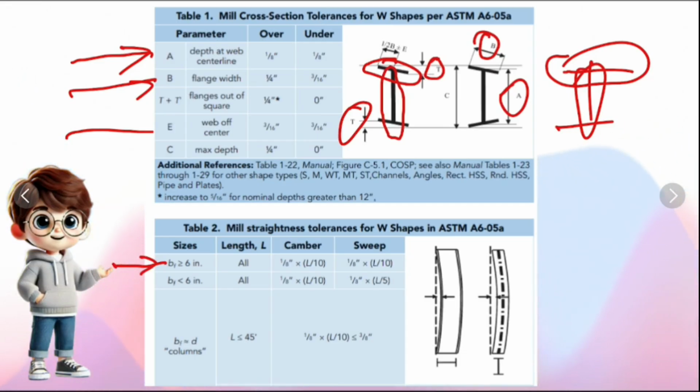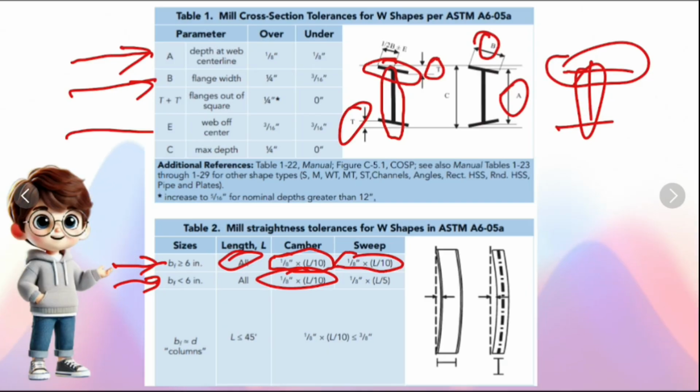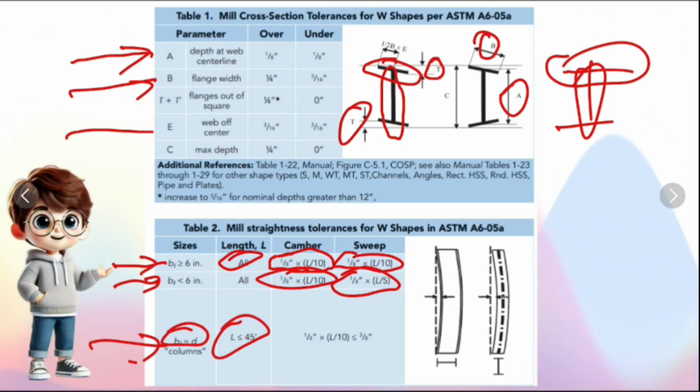In the same way, when the member width is greater than or equal to 6 inch, for all lengths the maximum camber is 1/8 into L/10. The maximum sweep is also 1/8 into L/10. If the member width is less than 6 inch, the maximum camber is 1/8 into L/10 and the maximum sweep is 1/8 into L/5. For square HS sections and HP shapes where width and depth are equal and the length is less than or equal to 45 feet, for both camber and sweep, it is 1/8 into L/10, less than or equal to 3/8.